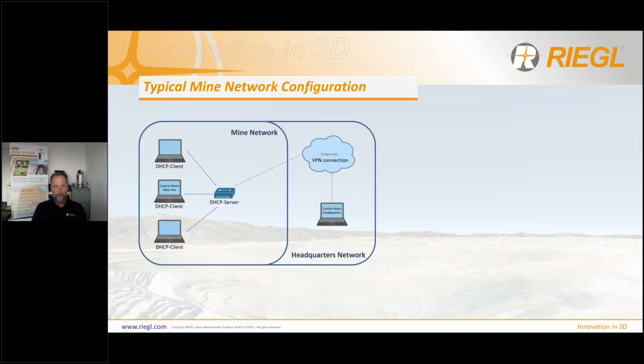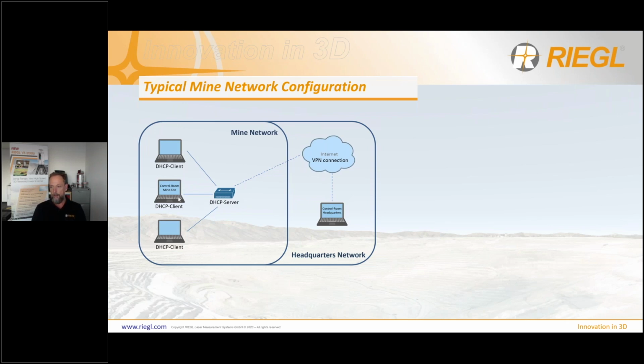Now let's speak about a typical mine network configuration. I've tried to show it on that slide. A typical network is simply a router with some computers connected to it in the mine, and let's say the headquarters far away. There are also computers and a control room, and this headquarters is connected by a safe VPN connection with the mine network. So of course, this computer also has a connection with these other computers.